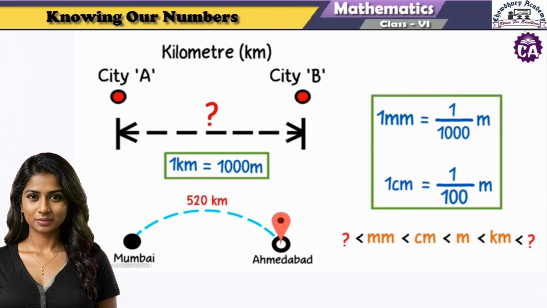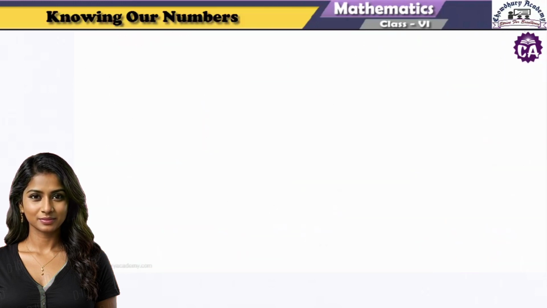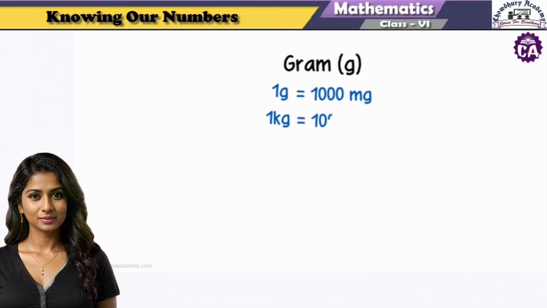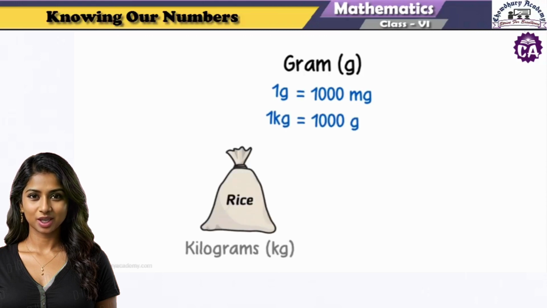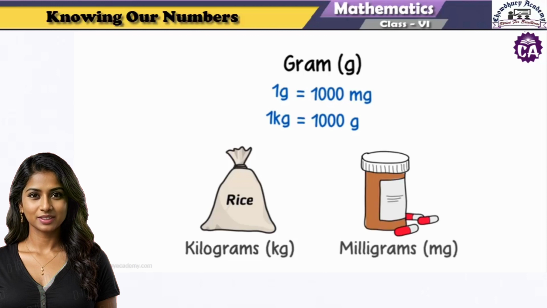And these concepts are not only applied to lengths, but also to various other things, like weights of objects or the quantity of liquids. For instance, gram is the unit to measure weights, but we also have milligrams and kilograms. When we buy rice from the market, we use kilograms to measure its weight. But the medicinal tablets that we have are usually weighed using milligrams.